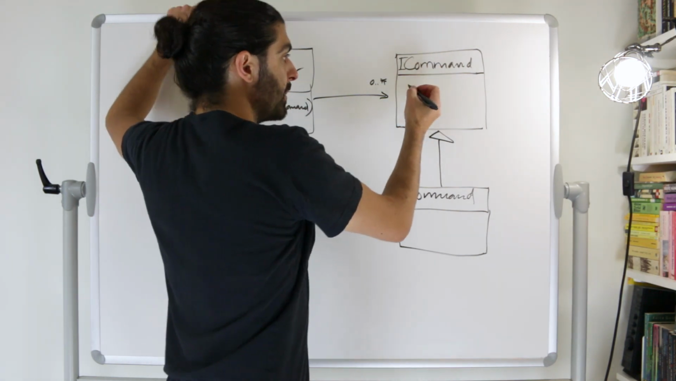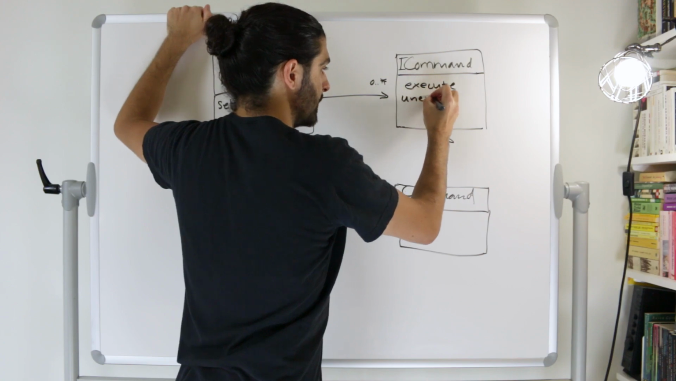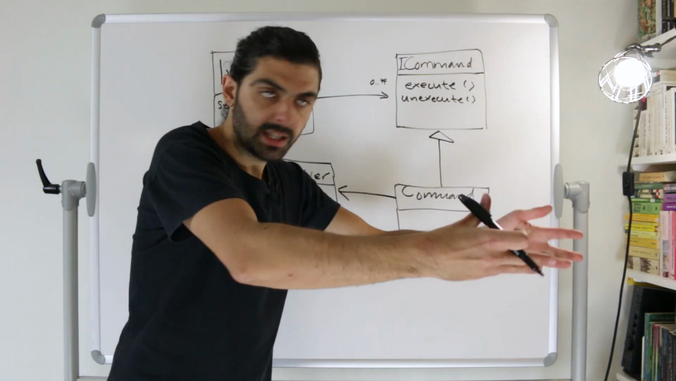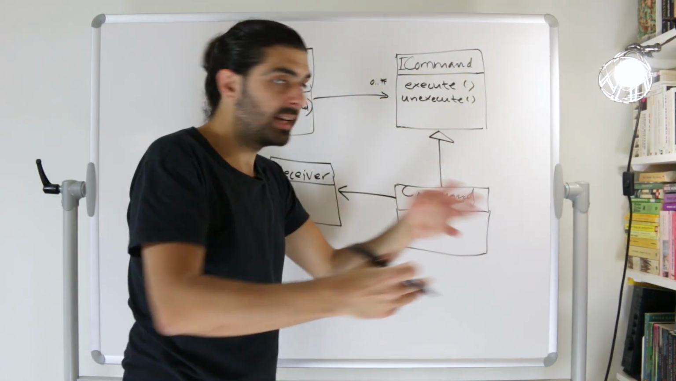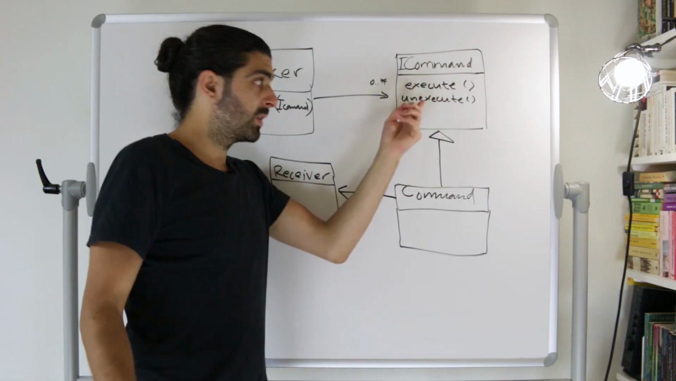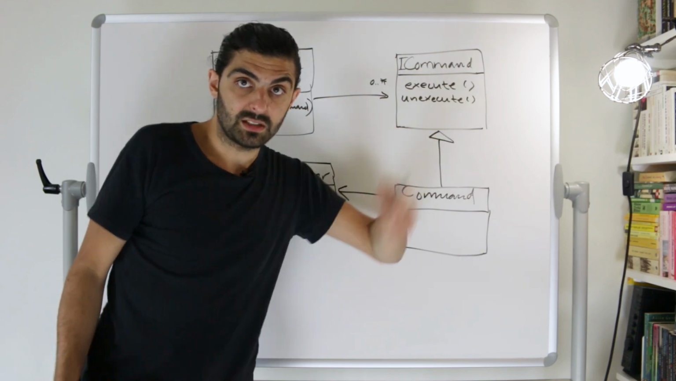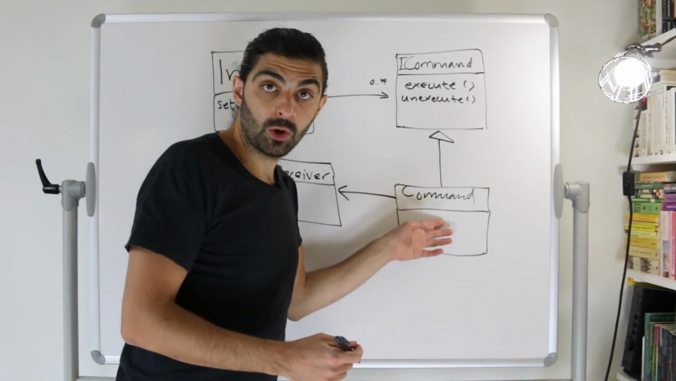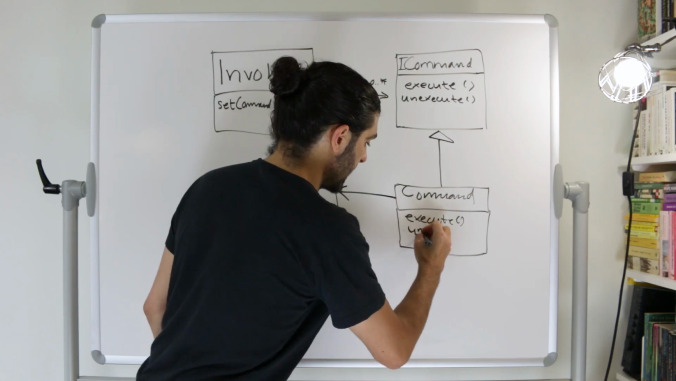The I command, the interface command, has two methods. One is execute and one is unexecute. So remember, this is what we talked about with the inverse. Execute does the thing and unexecute undoes the thing, right? Execute performs some action and unexecute unrolls that action. So it's like do and undo. And actually in the book they call it undo, but I just think it makes sense, as in this book, to talk about it as unexecute, because it's the unexecution of the execution. Anyways, and then of course any concrete command needs to implement these two.